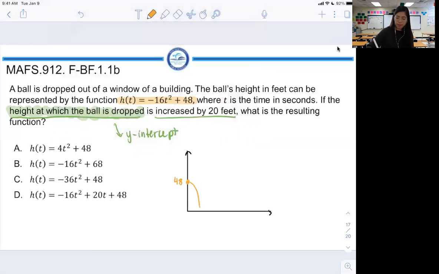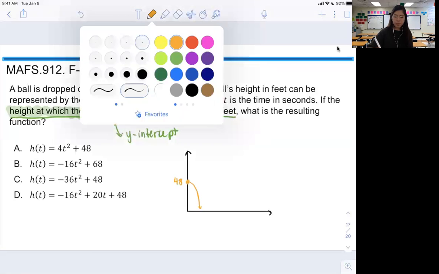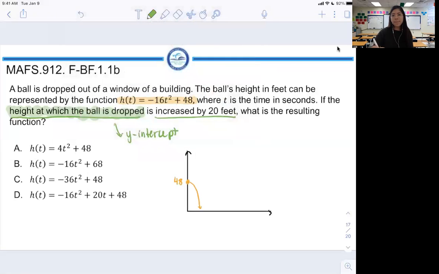And the ball is going to go like that. Well, now we're increasing it by 20 feet, so what's the new height of the ball? What's the new height? 68. 68, yeah, because it's starting 20 feet higher, but it's still going to do the same thing. It's still just going to fall.